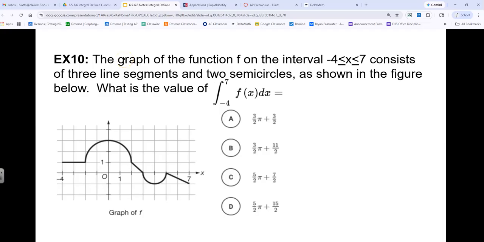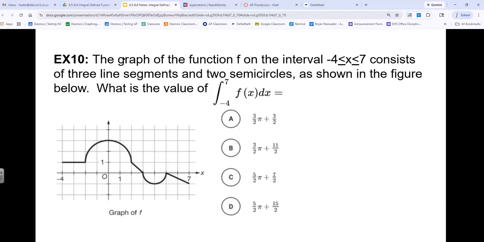All right, so this graph is given. It consists of 3 line segments and 2 semicircles, as shown in the figure below. What is the value of the integral from -4 to 7 of f of x dx? So in this case, this is in the properties of integrals section because you're basically breaking it into little pieces, right? This just tells me area underneath f of x between -4 and 7.